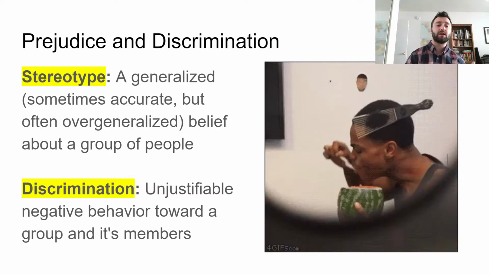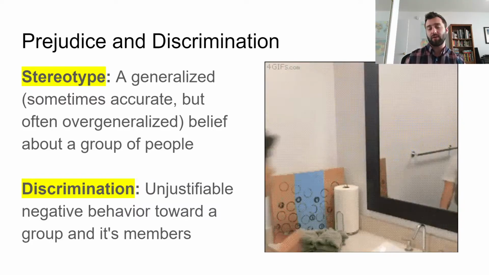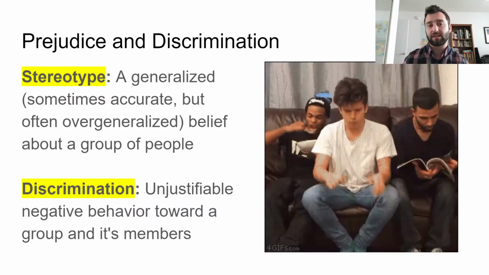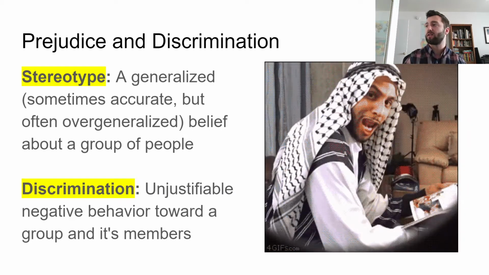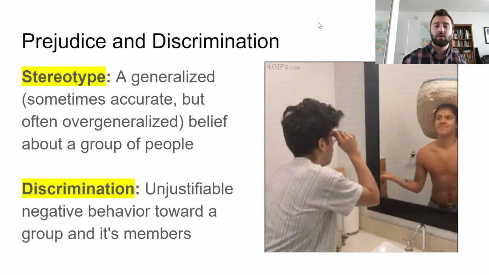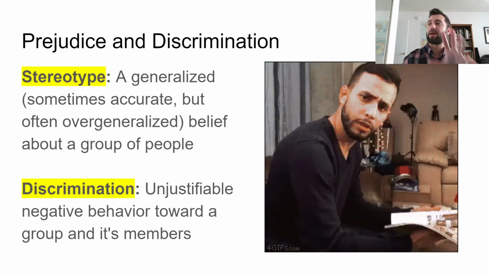The next piece here is discrimination. So discrimination is unjustifiable negative behavior towards a group and its members. So one thing that's important here is all of these pieces are kind of connecting. Oops, I wanted to move the slides. All of these pieces are kind of connecting between prejudice, stereotype, and discrimination.